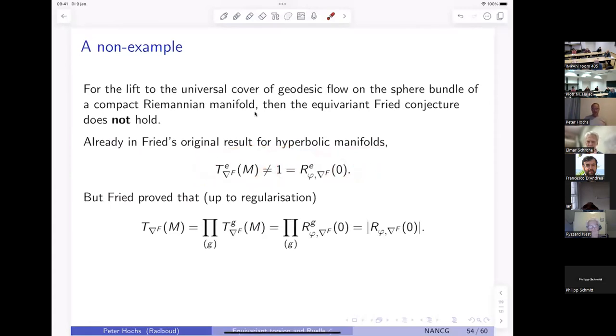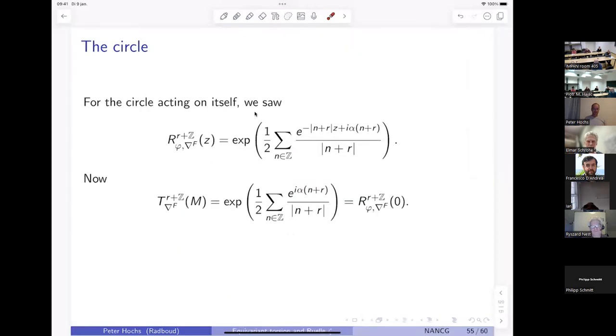But Fried showed that if you take the product of all conjugacy classes of those numbers, suitably interpreted, then they are equal. So the individual factors are not equal, only the product is equal, and at least one factor is not equal, so maybe some other factors are equal. So that's a case where you can't expect it to hold in general. But we did computations for the circle, for the line, it's all fine. So then it's all true.